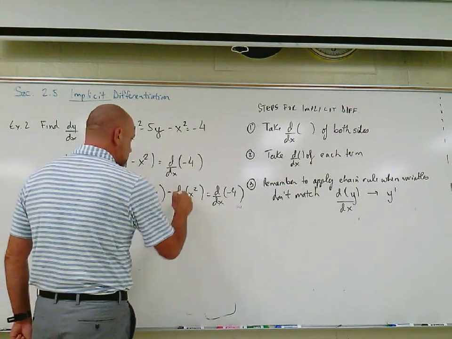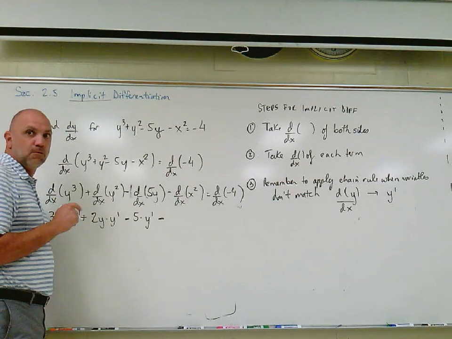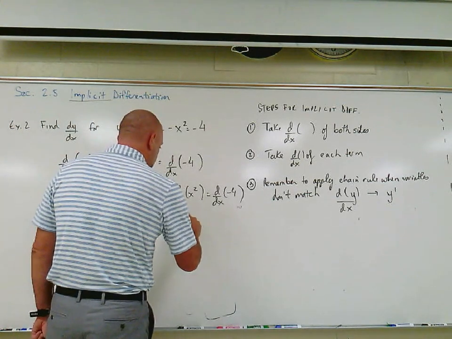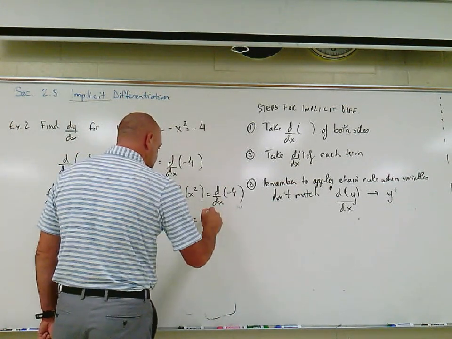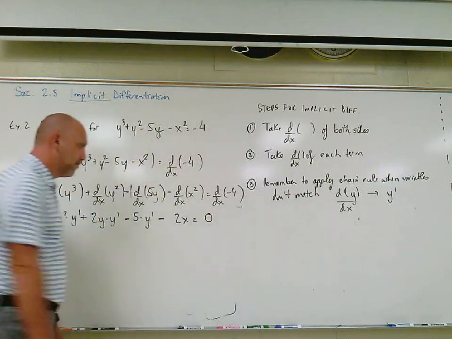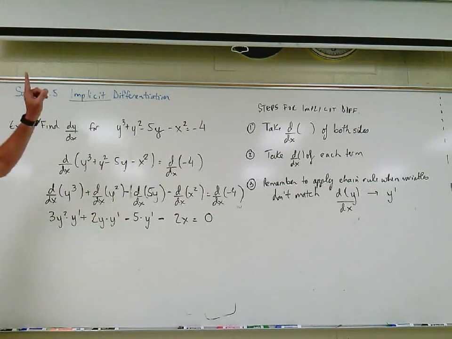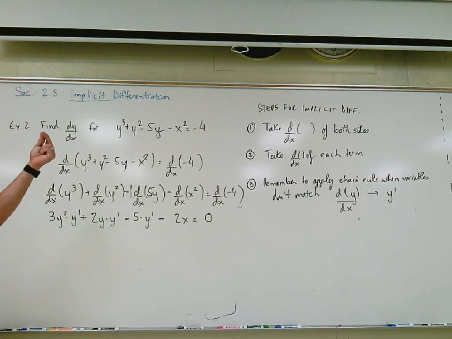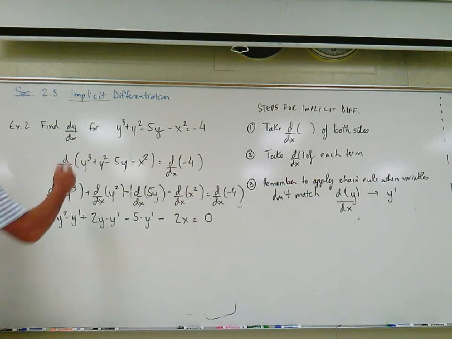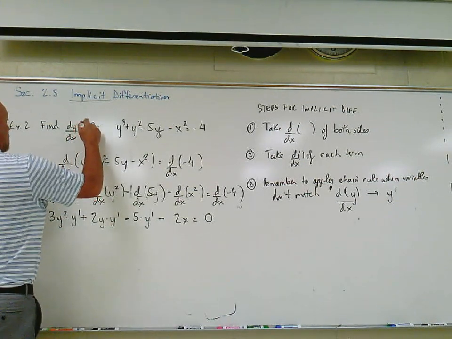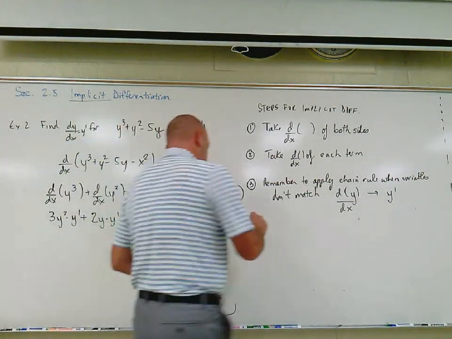Minus, what's the derivative of x squared? 2x. And then the derivative of -4 on the right is 0. Okay. The problem is we need to solve for y prime, right? We need dy over dx, which is the same as y prime. So we need to solve for y prime.